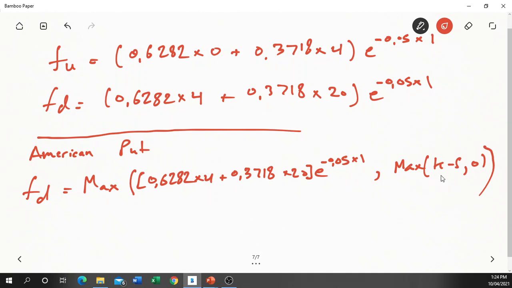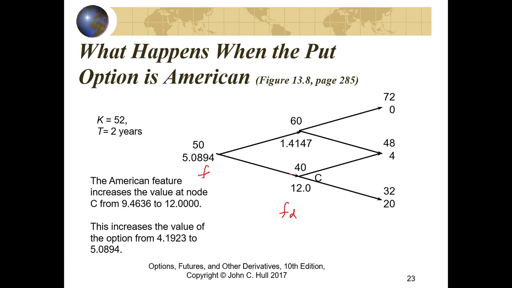So we will calculate whether the option is going to be exercised early, and we calculate the discounted payoff one step back, and the maximum between these two values will be our F_D. Here it is equal to 12 because 52 minus 40 gives us 12, and this, as we saw, was 9 point something, so the maximum will be 12. Now this will be included in the calculation of F.